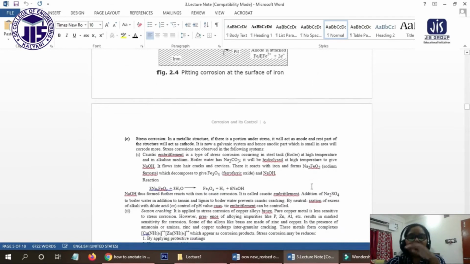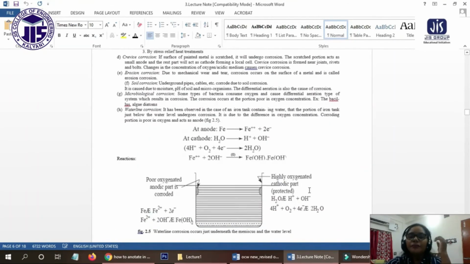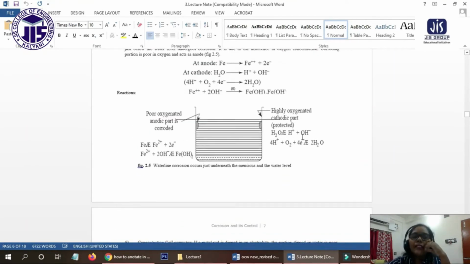Okay. Next we have water line corrosion. What is water line corrosion? Like if we are keeping water in an iron tank, and this iron tank is half filled with water. Now what will happen? After a long time, you can see just below the water level, some of the metal surface will be corroded.